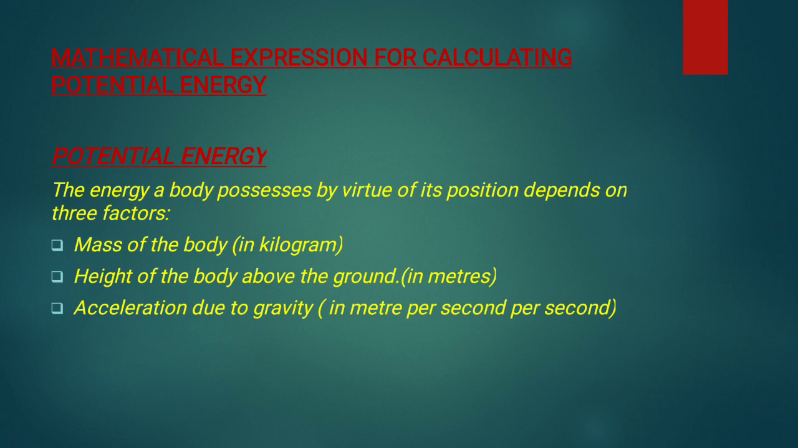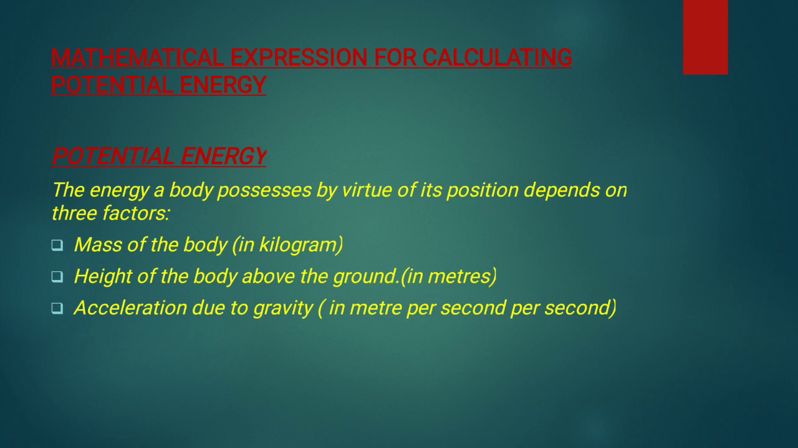The third one, acceleration due to gravity, measured in meters per second squared. Acceleration due to gravity refers to increasing speed towards the center of the earth by force of gravity or gravitational force.